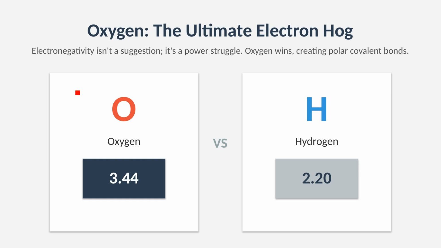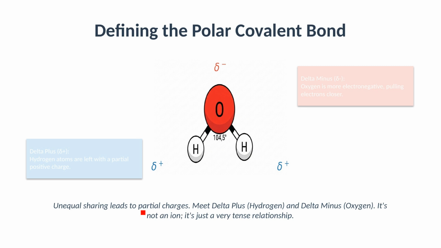Now, to understand water, we have to understand the power struggle happening inside it. Look at these values on the left. Oxygen sits at a 3.44 while hydrogen is trailing at 2.20. In the world of chemistry, electronegativity isn't just a number, it's an electron hogging contest. Oxygen is the ultimate bully here, pulling those shared electrons toward itself and creating a very tense relationship. Because oxygen is such a hog, we get what we call a polar covalent bond.